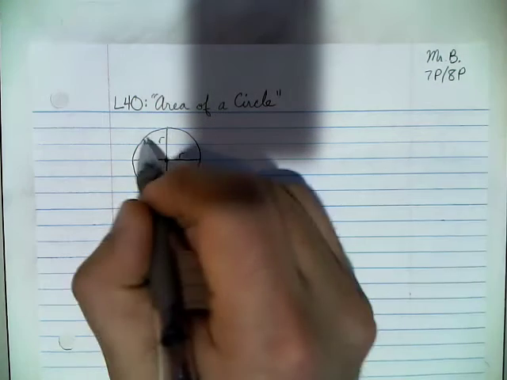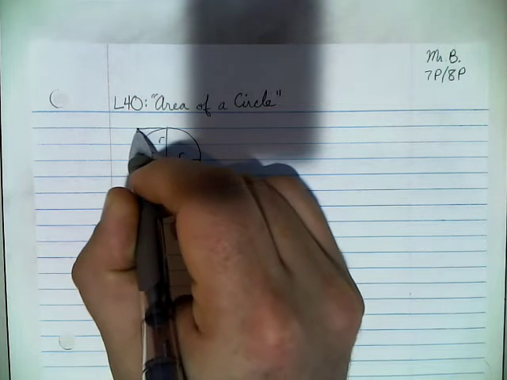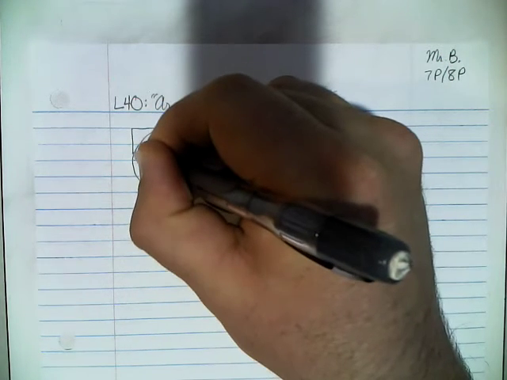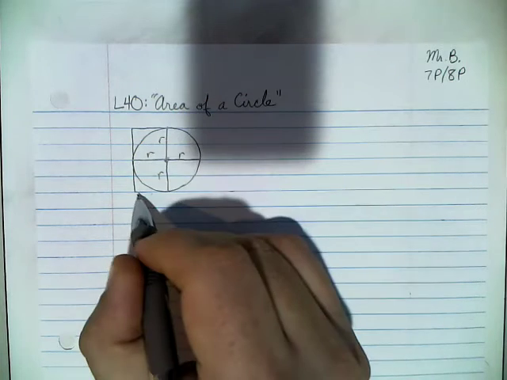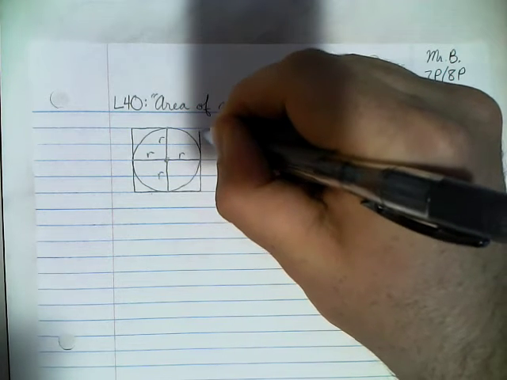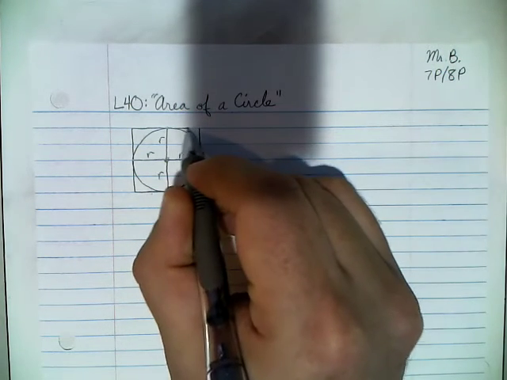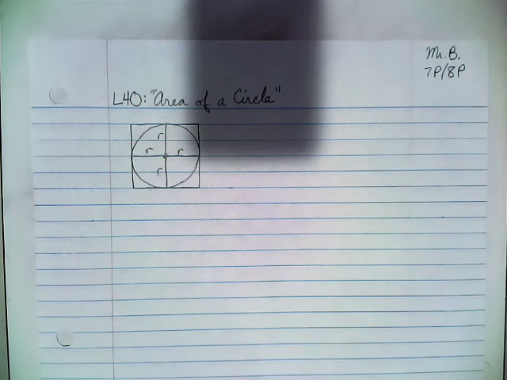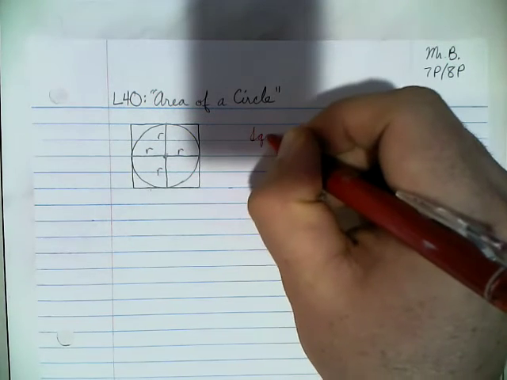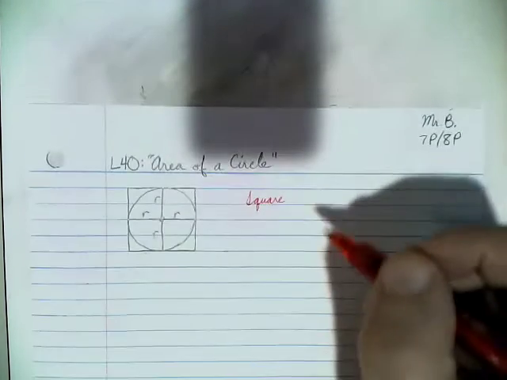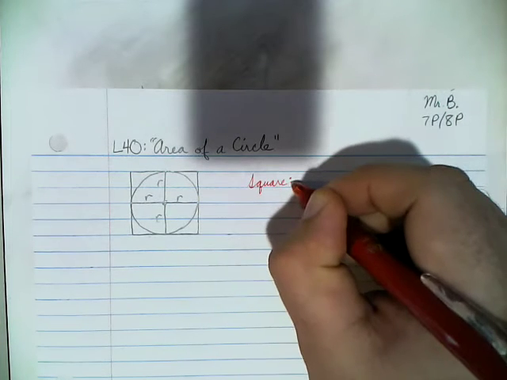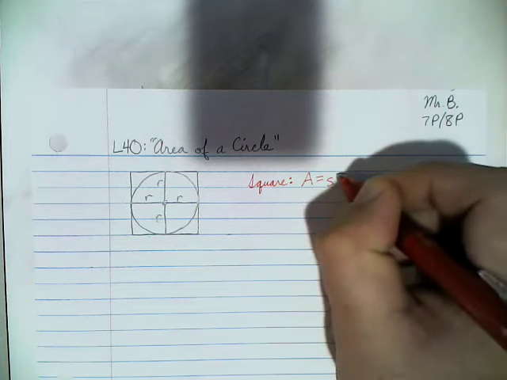Now, to give us a little more insight, a little more depth into the area of a circle, what I'd like you to do for me here is we're going to enclose this circle in a square. Before I look at the area of the circle, I want to look at the area of the square. So remember that the formula for the area of a square is A equals s squared.